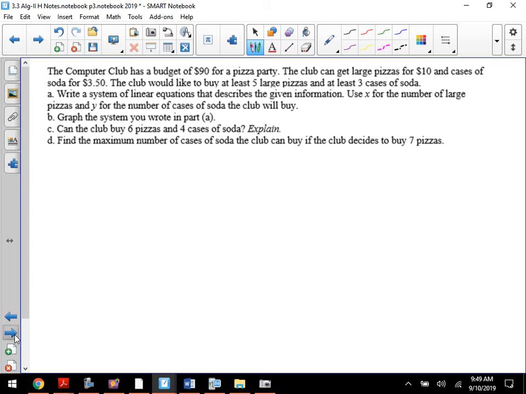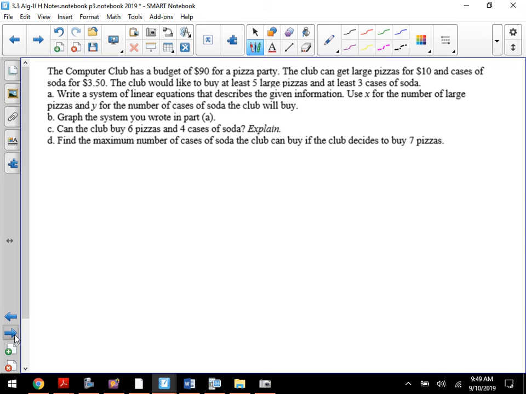Now, the next one, you have a computer club. They have a budget of $90 for a pizza party. The club can get large pizzas for $10 and cases of soda for $3.50. The club would like to buy at least 5 large pizzas and at least 3 cases of soda. Write a system of equations and so on. And then we'll figure out, can you buy 6 and 4?